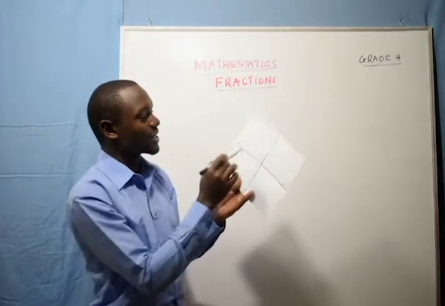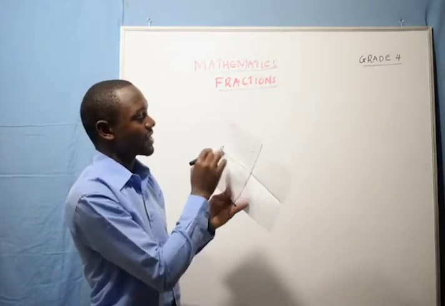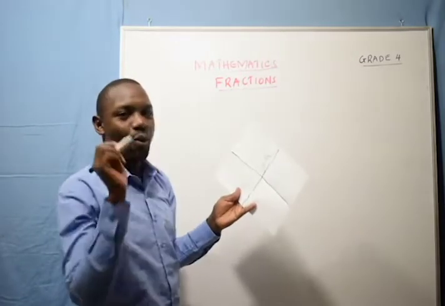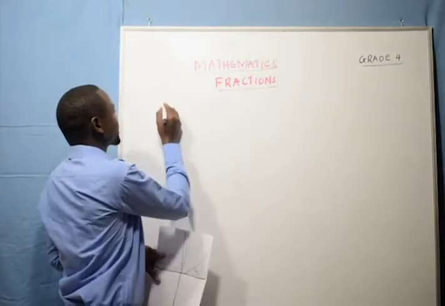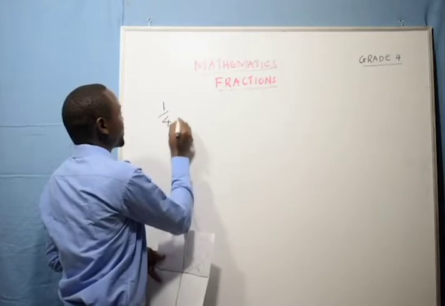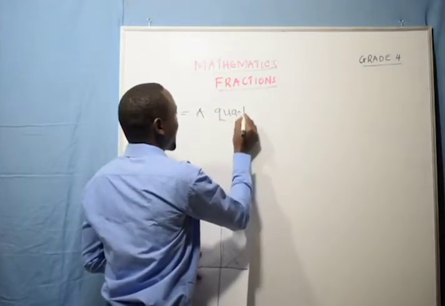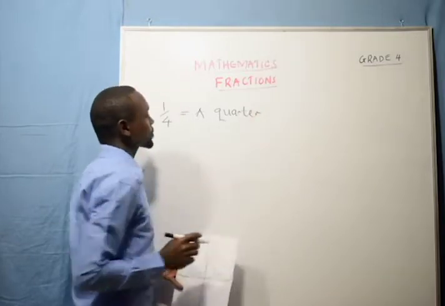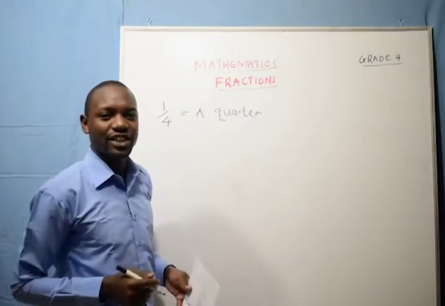So one part of this cutout, if we shade this part here, we say we have shaded one of the four parts. So we'll have a fraction like this one, which is called a quarter. So 1/4 or a quarter is a fraction.